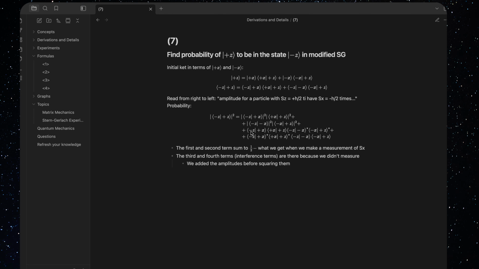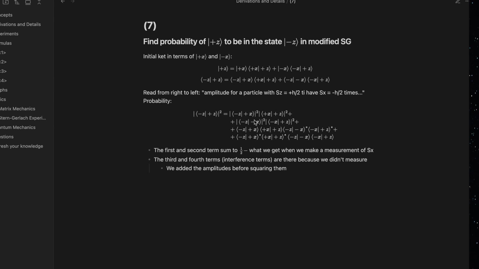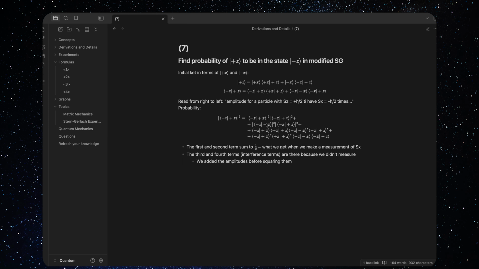This long equation is how we calculate the probability. Here's an important part. The first two terms sum to 1/2, and it is what we get when we make a measurement inside the modified SGX device. When we make a measurement, we are going to square the amplitudes and then add the probabilities. But remember that we don't measure inside the SGX device. That's why we are adding the amplitudes first and then squaring them. The third and fourth terms right here, they arise because we didn't measure. They are called interference terms. With measurement, we add probabilities. The interference is destroyed, but without measurement, there is a superposition.